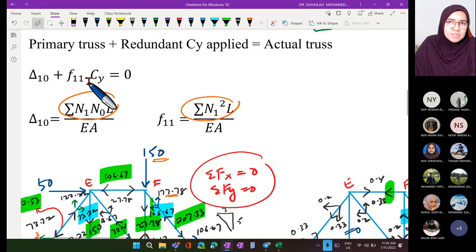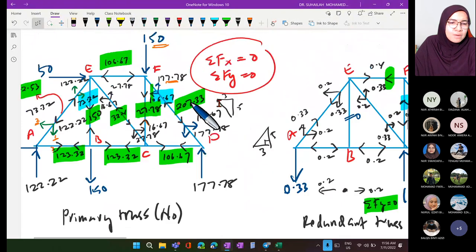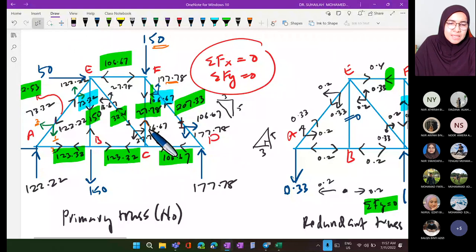Okay, we use the standard form, we use numbering. This is the formula, which we adapt from the unit load method, where N times L over AE is the formula. Using the ones above, N1, N0, L and N1 square L, these guide what we put in the table. Because we want N0, N1, L, we must have each as a single column, and we also want N1 square L. The member forces we get from two systems, the primary truss and the redundant truss.